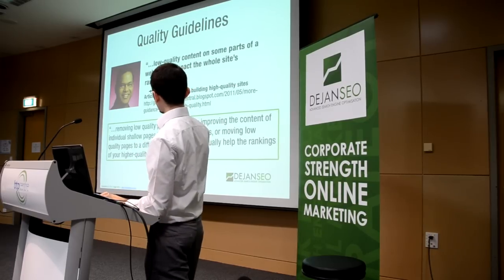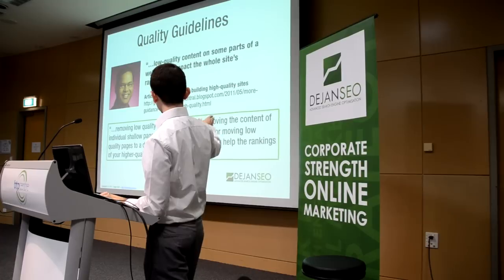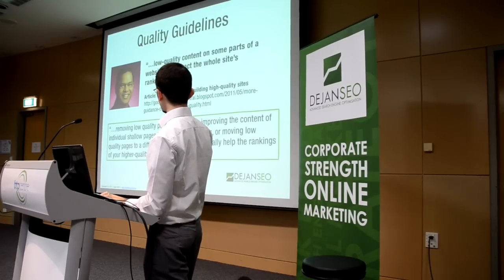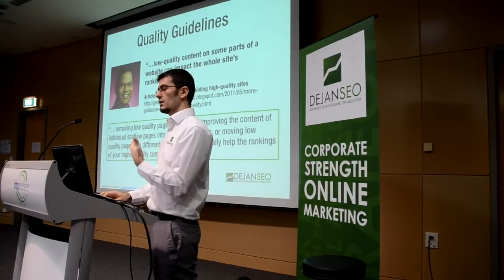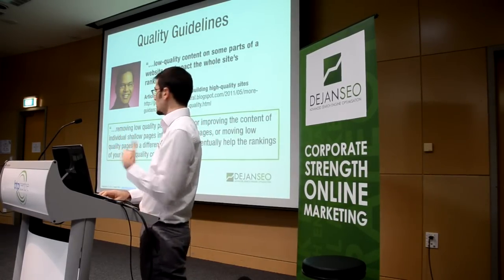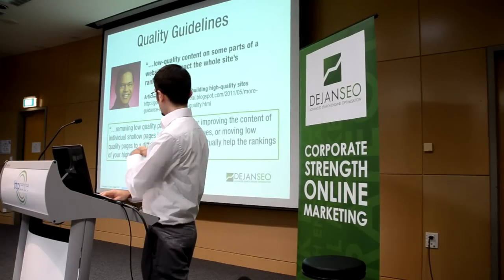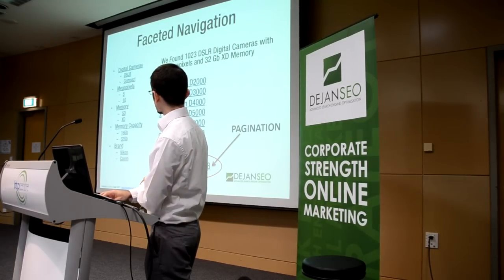So what it says is, removing low quality pages, merging or improving the content of individual shallow pages into more useful pages, or moving them away or cutting them out is a helpful thing. So if you're affected by Panda, look at how much your website actually repeats content.